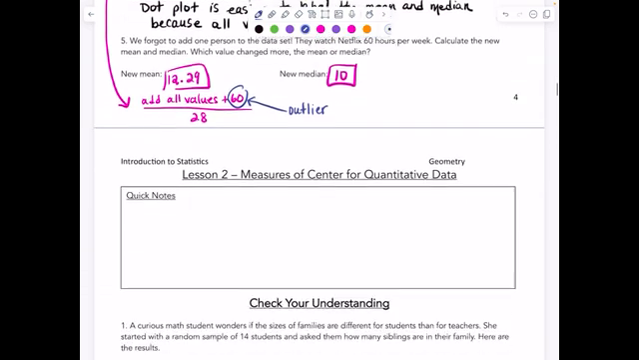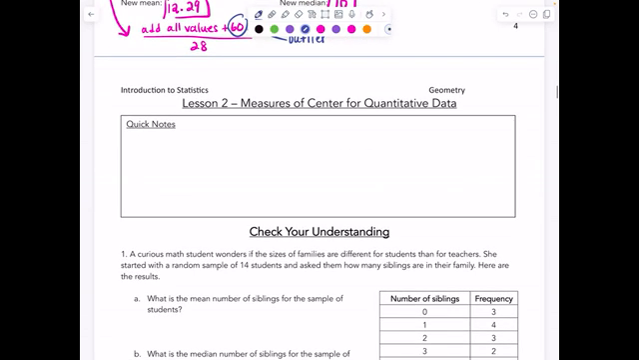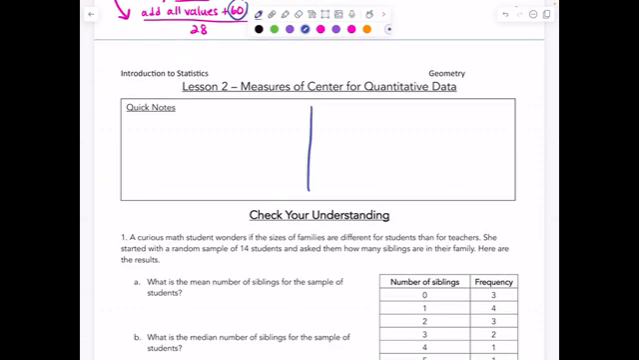So some quick notes just to summarize what we had on that last sheet. I'm going to split this in two. I'm going to write measures of center. And the two measures of center that we'll use, although there are 3 of them: the mean is the average. The median is the middle value.